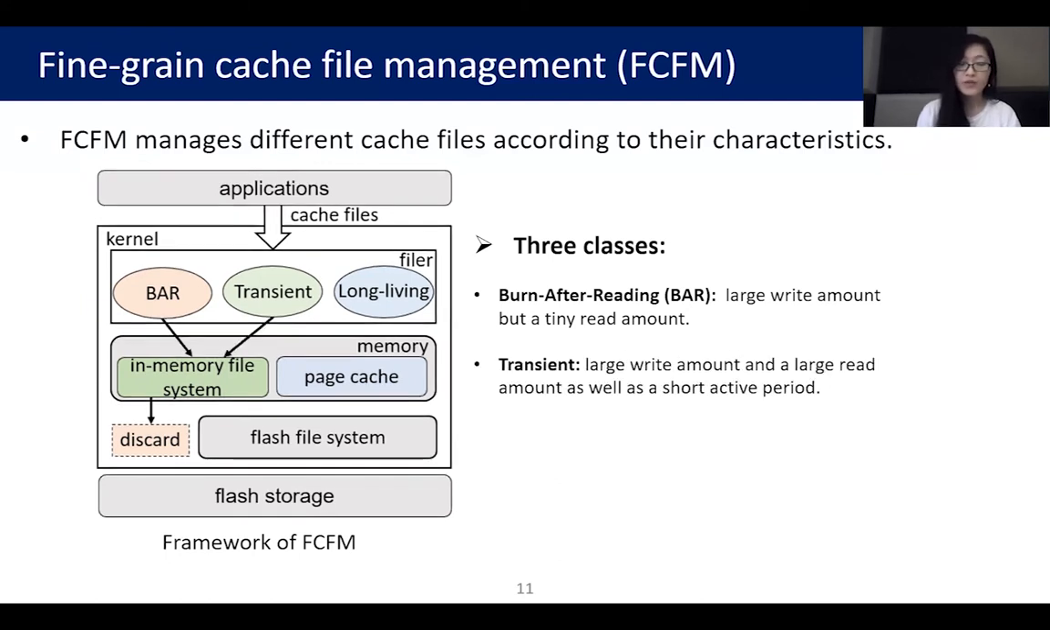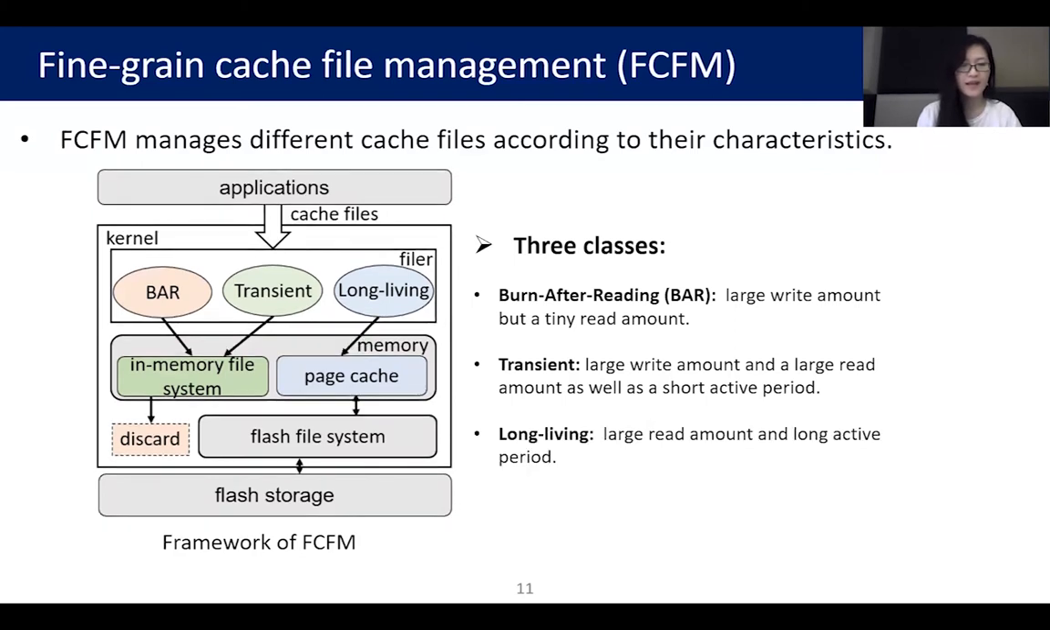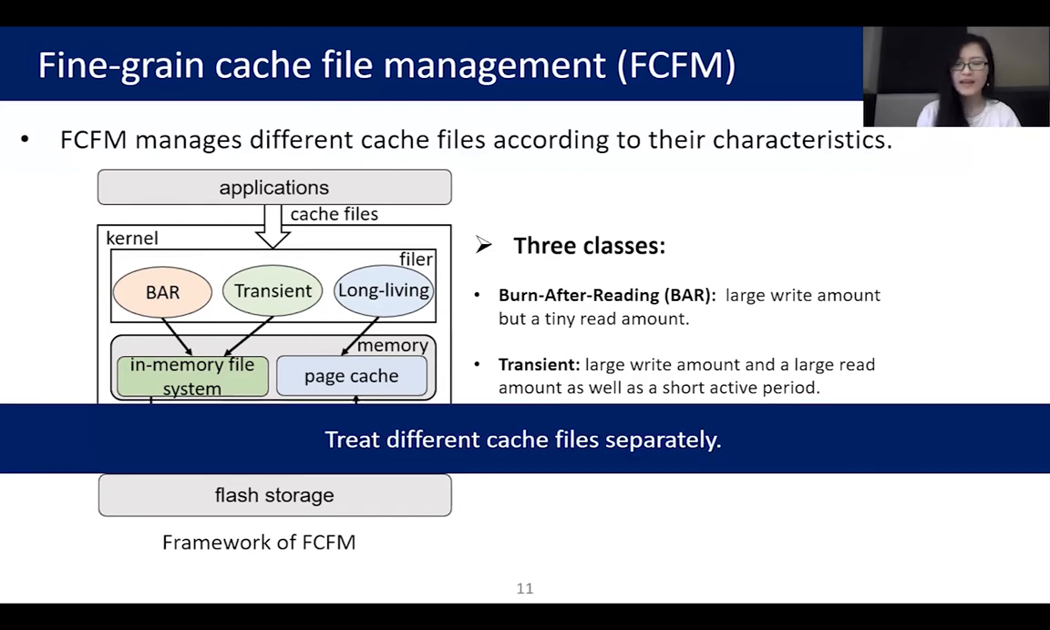The cache file in transient class will be stored in memory file system. The cache files with a large write and read amount as well as a short active period could be stored in this class. The cache files in long living class will be stored in flash storage. The cache file with a large read amount and a long active period could be stored in this class. The key idea of proposed FCFM is to treat different cache files separately.